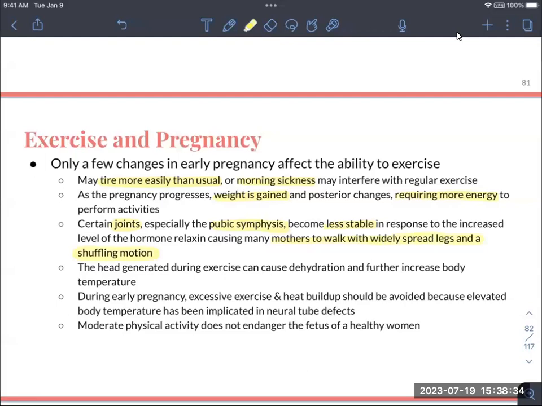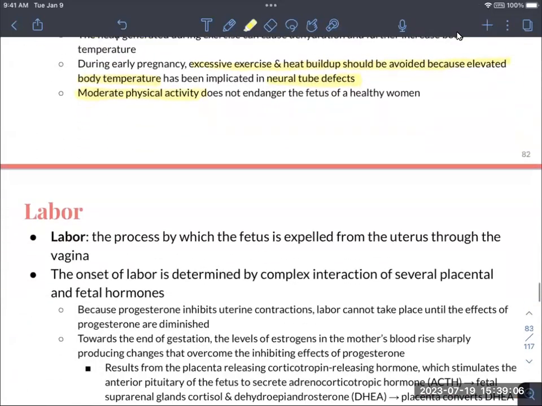The heat that gets generated during exercise can cause dehydration a lot faster. It can increase your body temperature a lot quicker. So excessive exercise in early pregnancy, this heat starts to build up. It should be avoided because elevating the body temperature can cause neural tube defects. But moderate physical activity does not cause problems to the developing fetus.